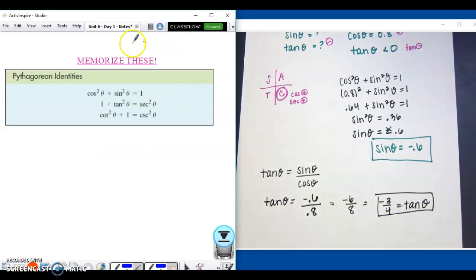So guys, for these, you're pretty much going to use a Pythagorean identity first, and then a lot of times you're going to use this tangent equals sine over cosine to finish off for the last part.